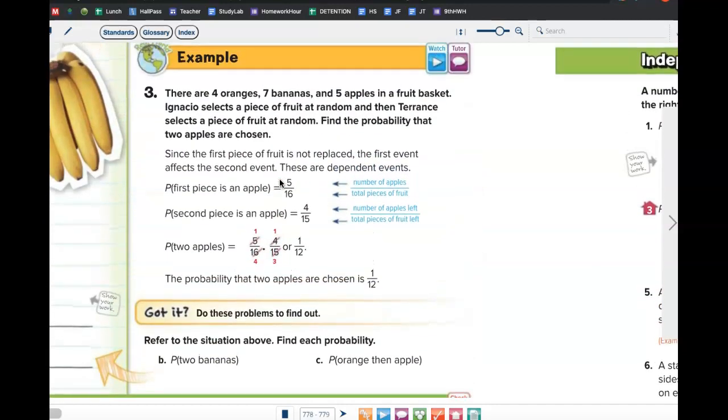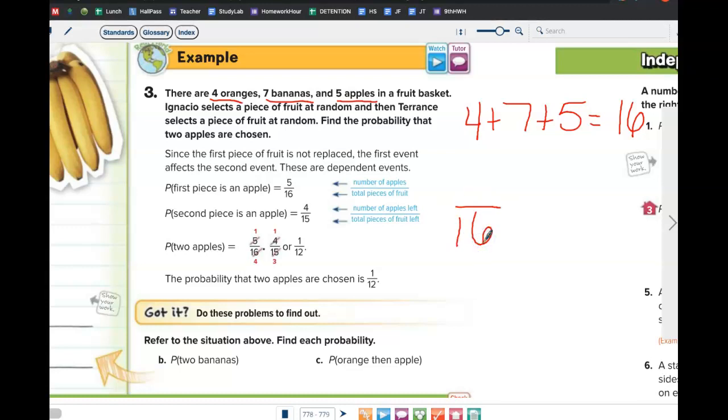All right, so there are 4 oranges, 7 bananas, 5 apples in a fruit basket. Inacio selects a piece of fruit at random, and Terrence selects a piece of fruit at random. Find the probability that the 2 apples are chosen. Okay, well, first of all, we have to figure out how many different fruits we have to choose from. So we have 4 oranges, 7 bananas, and 5 apples. So we have 4 plus 7 plus 5 total fruit, which would give me a total of 16. Okay, so I have 16 total fruit to choose from.